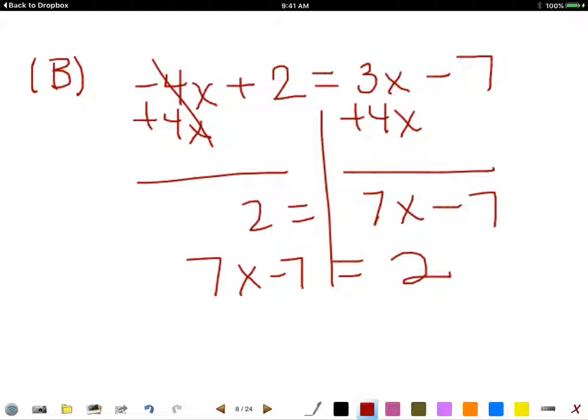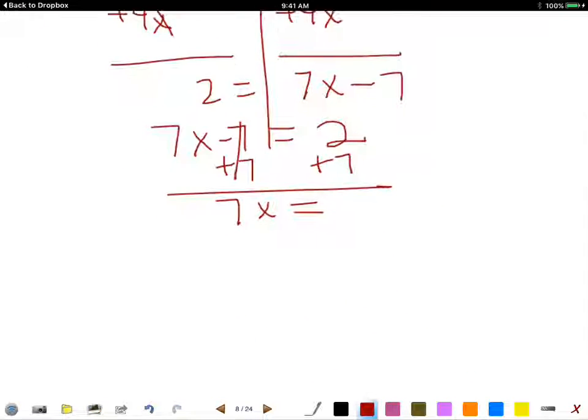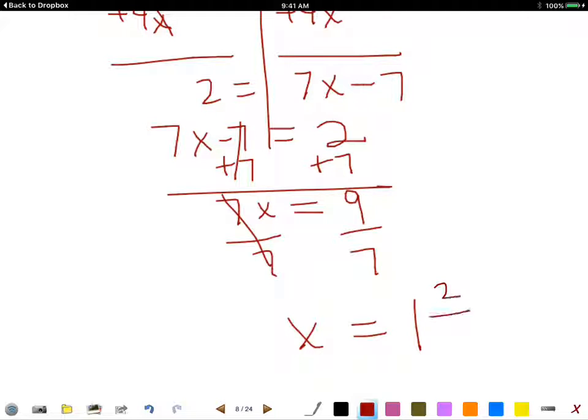All right, so now we need to do what? Add 7 to both sides. So we have 7x equals what? 9. Divide by 7. And 9 divided by 7 isn't lovely, but what could we do? Put it into a mixed number. 1 and 2 sevenths. Good.